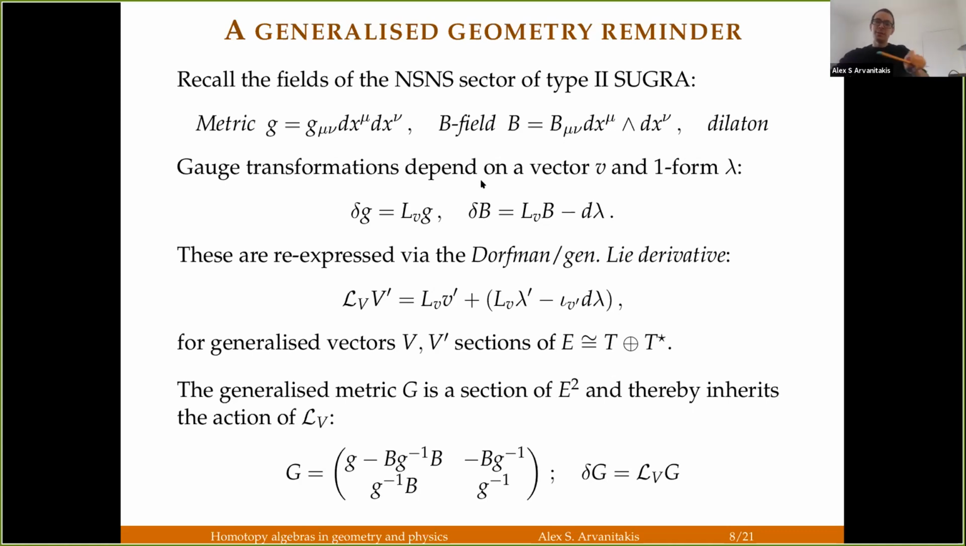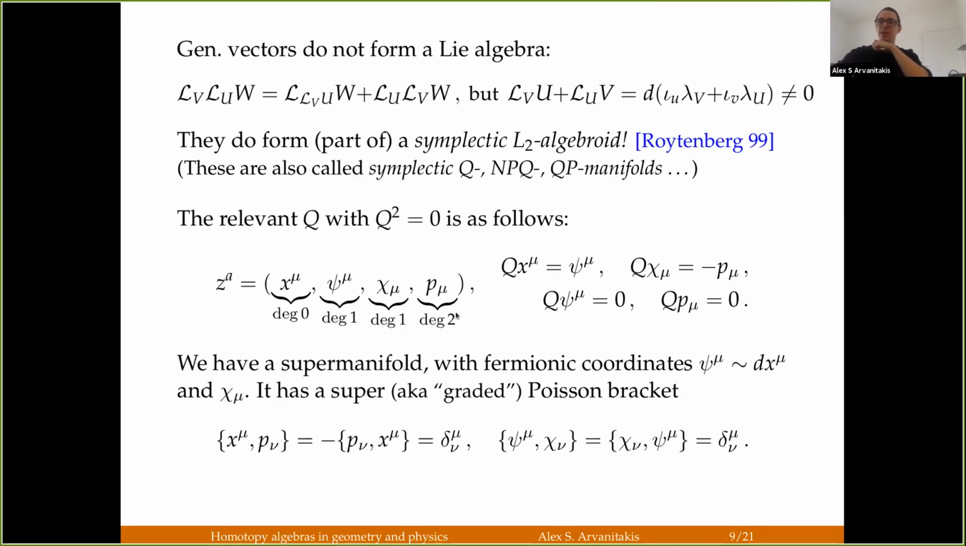And you can express this via the Dorfman derivative, or else the generalized Lie derivative. It is this somewhat arcane expression. The reason this is convenient, some of which were explained by Dave, but most importantly for us, is that it obeys a Leibniz rule, which we will see in the next slide.